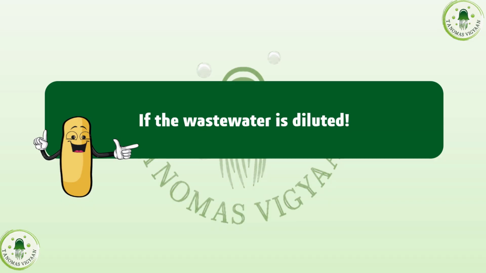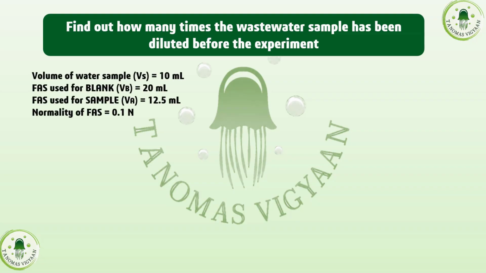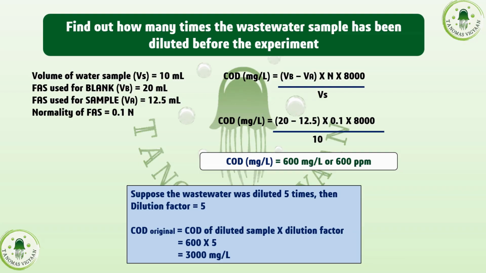Now what if the wastewater is again diluted in this COD? So here how do you find it out? Find out how many times the wastewater sample has been diluted before the experiment. You have to find that out first. So you write all your data like this, and then you find out the COD. You complete the COD calculation first, and then you do the dilution part. Suppose the wastewater was diluted 5 times or 10 times, whatever it is. Here we have taken 5 times.